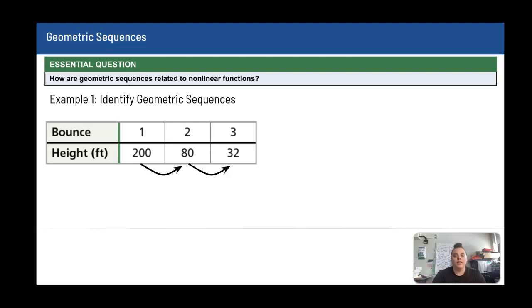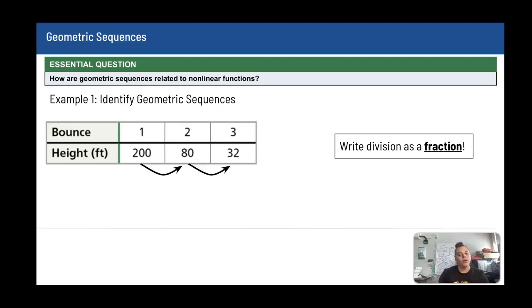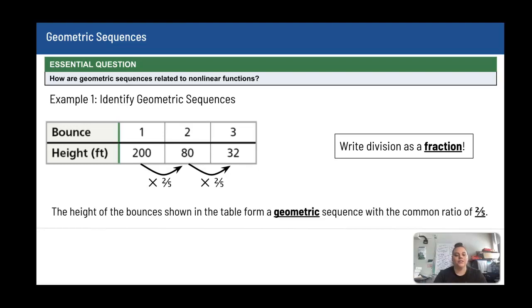In this case, the values are decreasing, so I would think of division, but we want to write division as a fraction, so we're going to be multiplying by a fraction in this case. And that fraction is 2 over 5, or 2/5. So we're multiplying by this fraction of 2/5, which really is showing us that division, or that getting smaller. So we can say that the height of the bounces shown in the table form a geometric sequence with a common ratio of 2/5.